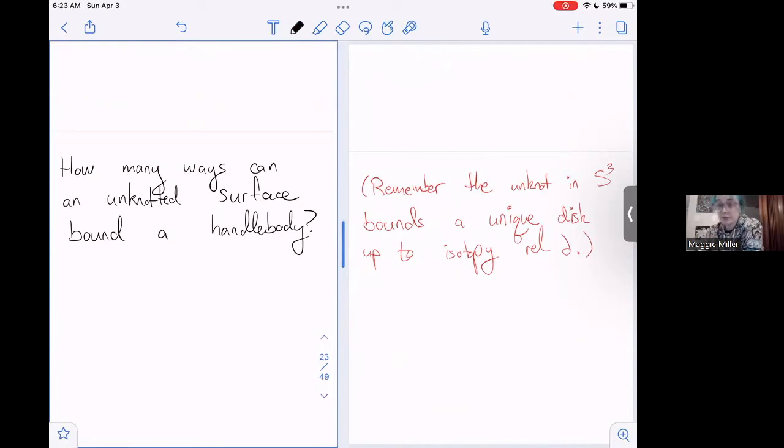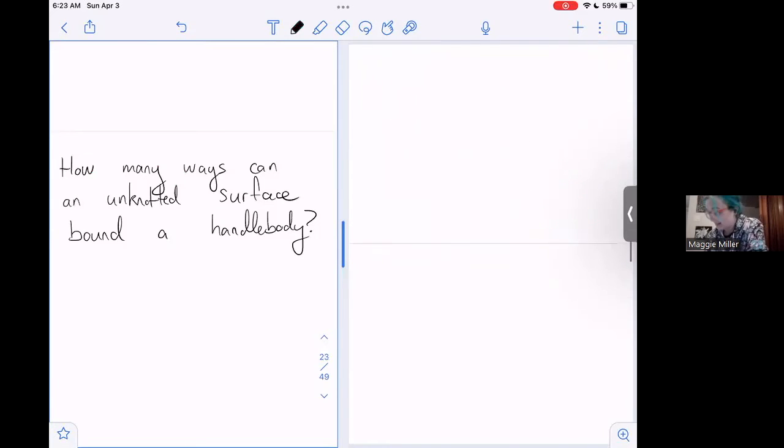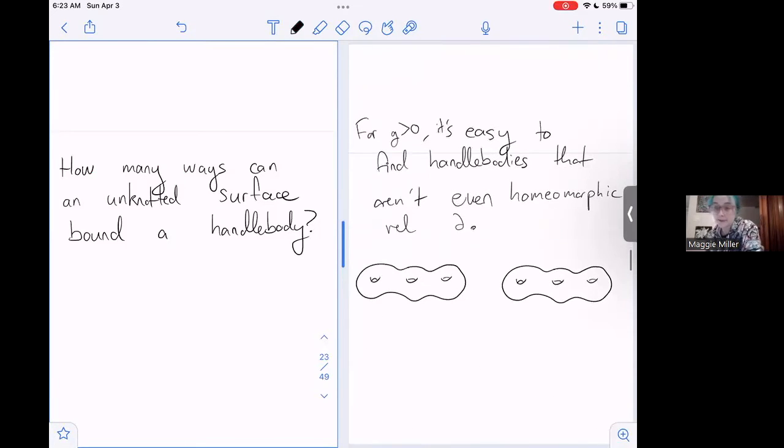And that was this cool fact that used the Schoenflies theorem. So again, we could ask how many ways does an unknotted surface bound a handle body? And as a consequence of the dimension that we're working in, the answer is immediately many for positive genus. So here's my genus 3 unknot again, which I've gotten by drawing in S3 and then including it into S4. And I immediately see 2 handle bodies whose boundary is this genus 3 unknot.